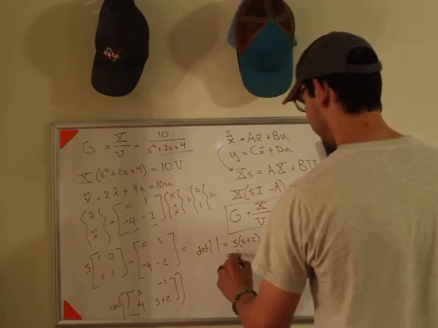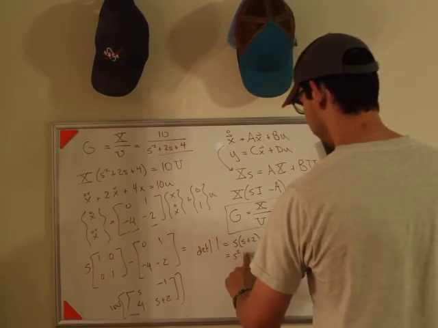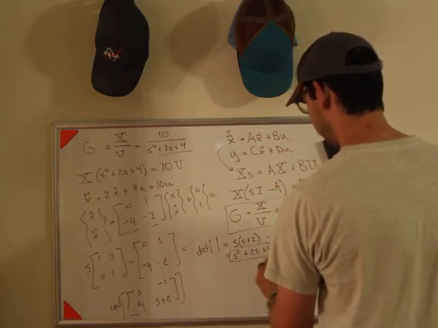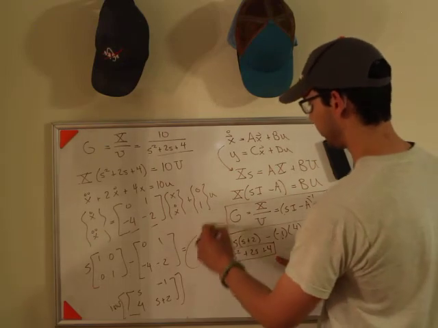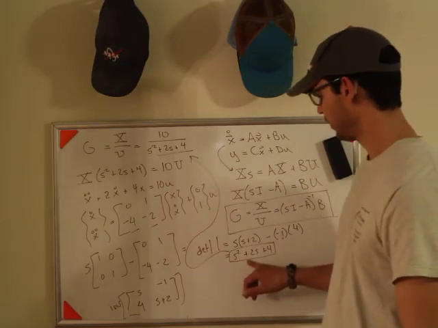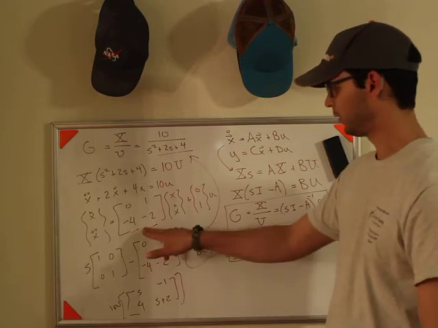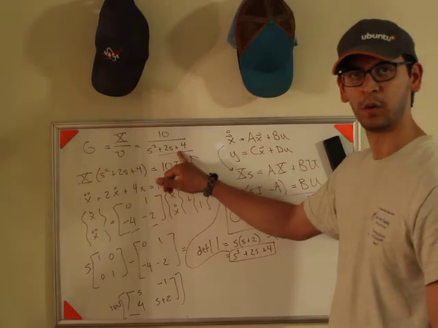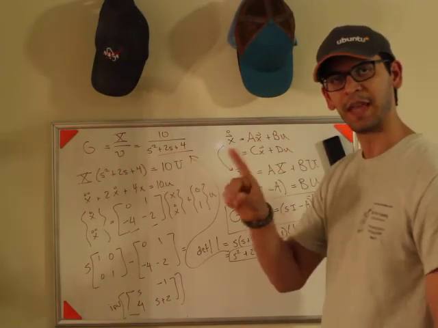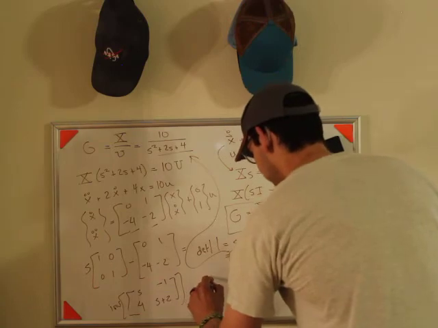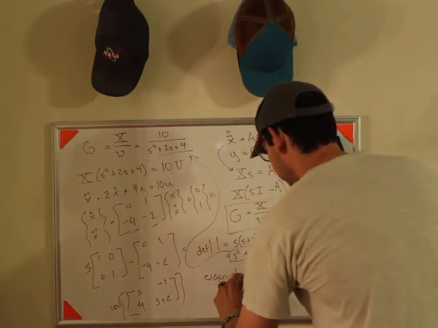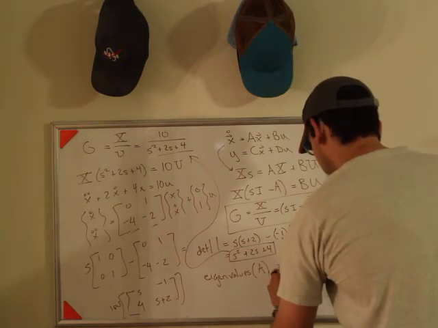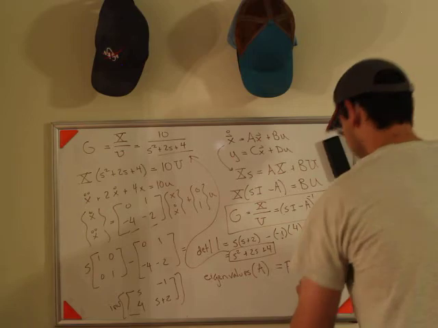And so you get S squared plus 2S plus 4. That is your determinant. And look at this. The determinant of Si minus A for your state space is the same thing as your characteristic polynomial. So what that means is the eigenvalues of your A matrix are equal to the poles of your transfer function.